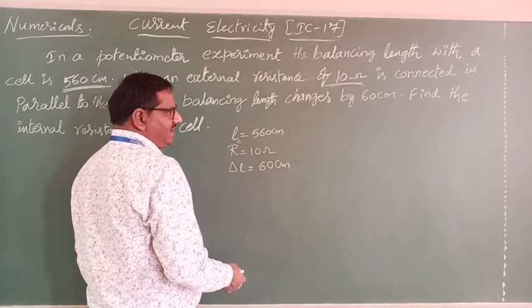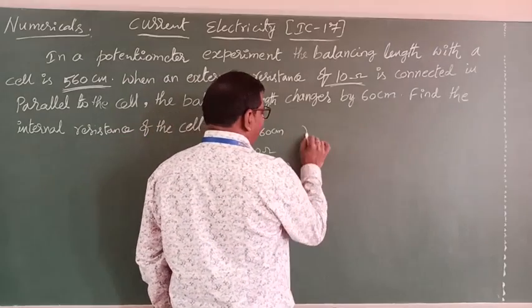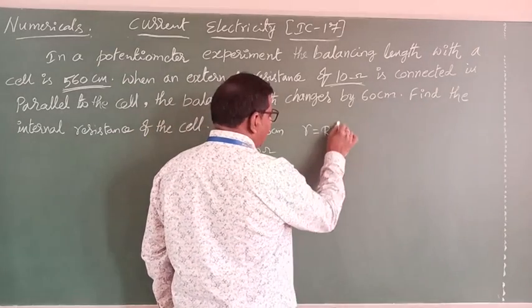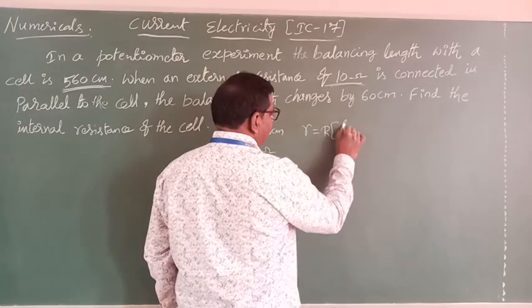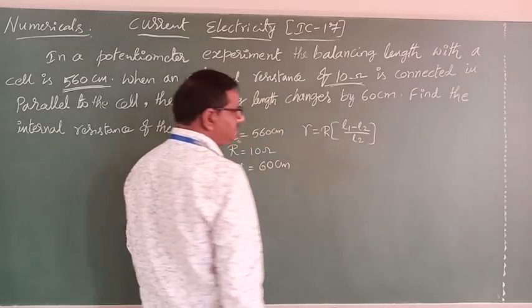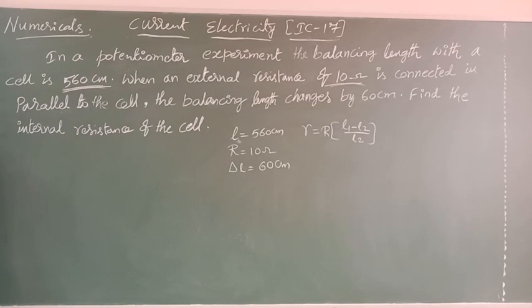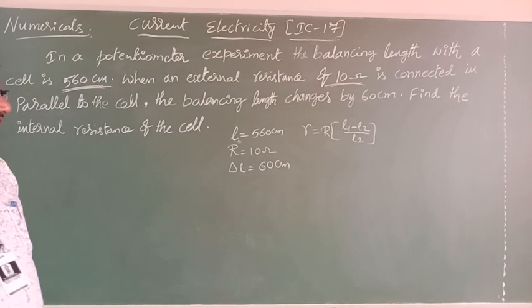Now what they are asking: find the internal resistance. Already we derived one formula for internal resistance: small r equal to capital R into (L1 minus L2) by L2. Say yes or no? That only they give.